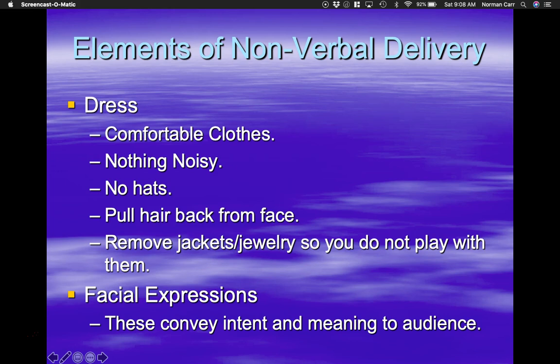Of course, no hats. Pull your hair back from your face. Something that's very distracting when you're speaking is, when you look down to speak, your hair will fall in front of your face and you use your hand and constantly be pulling your hair back. It's usually good just to have your hair pulled back to begin with.